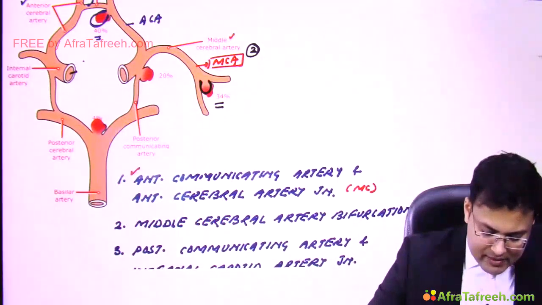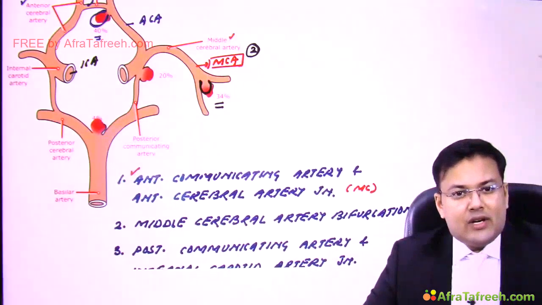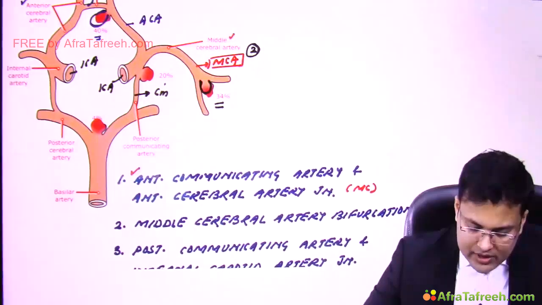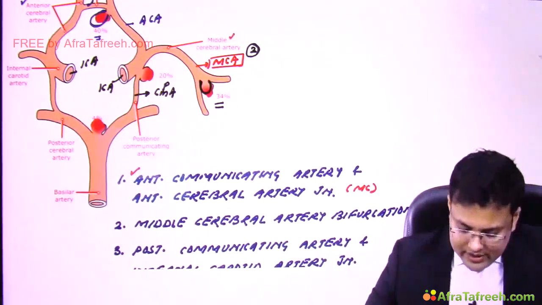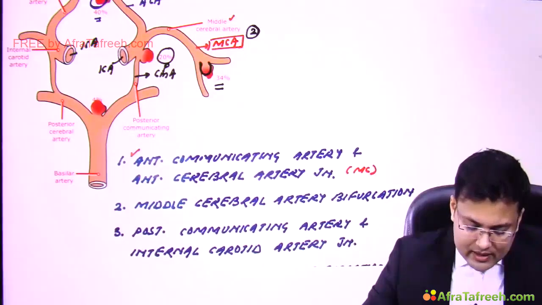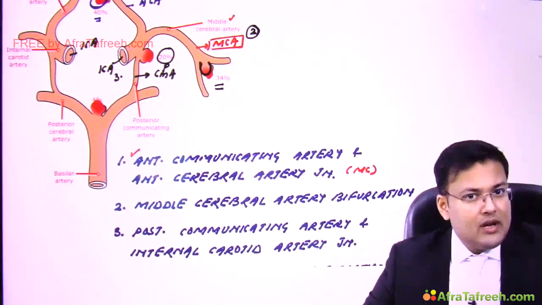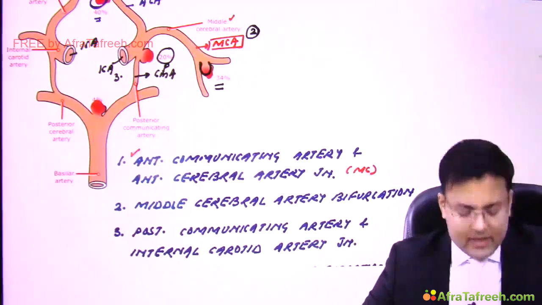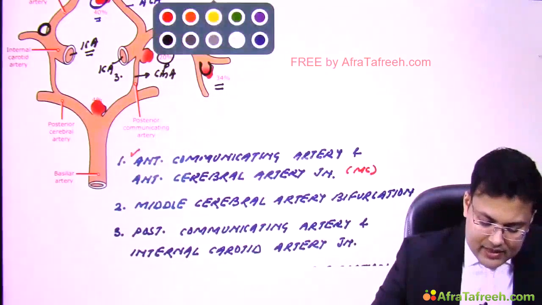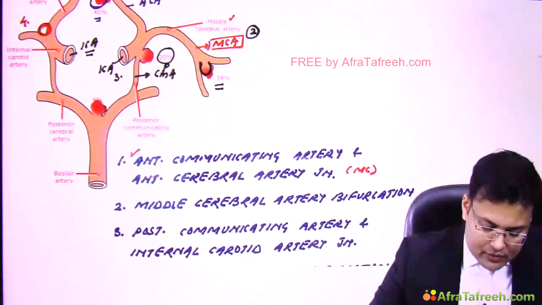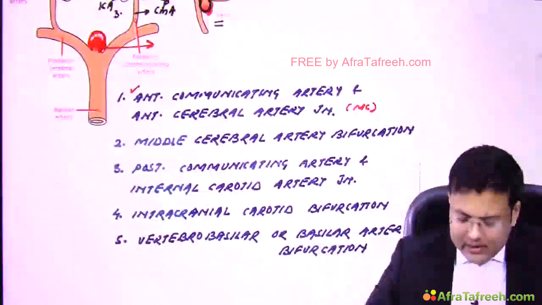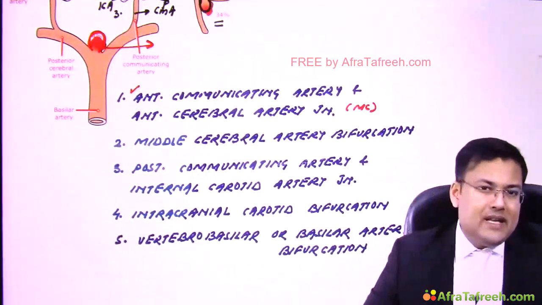Now you can see what's the name of this artery. This is internal carotid artery. Clear? So you can see this is internal carotid artery and this is posterior communicating artery. If you see the junction of internal carotid artery and posterior communicating artery, it's responsible for 20% of cases. So this is the third most common site. You can see here this is internal carotid artery, so there is intracranial bifurcation. Clear? So this is the fourth site. And can you see this is the fifth site. And what is this? This is the vertebrobasilar or basilar artery bifurcation.